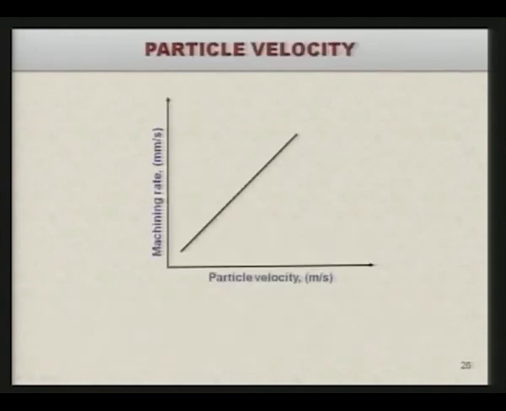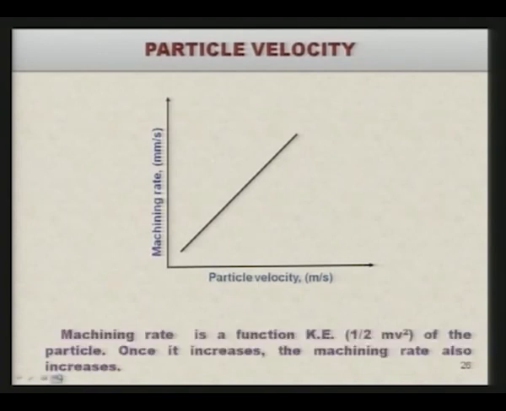Particle velocity: as the particle velocity is increasing, machining rate in terms of millimeter per second is also increasing, and we already know that the penetration rate is also going to increase, so the machining rate is also going to increase. So, machining rate is a function of kinetic energy of the particle. Once it increases, the machining rate also increases.